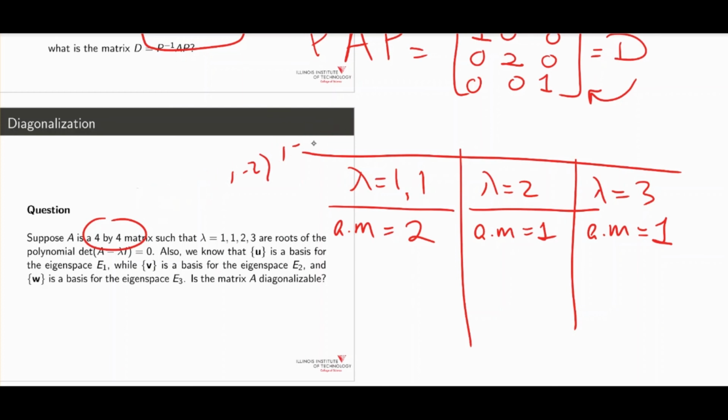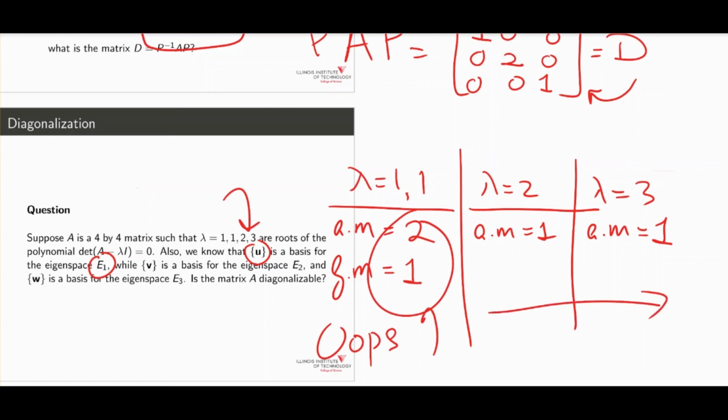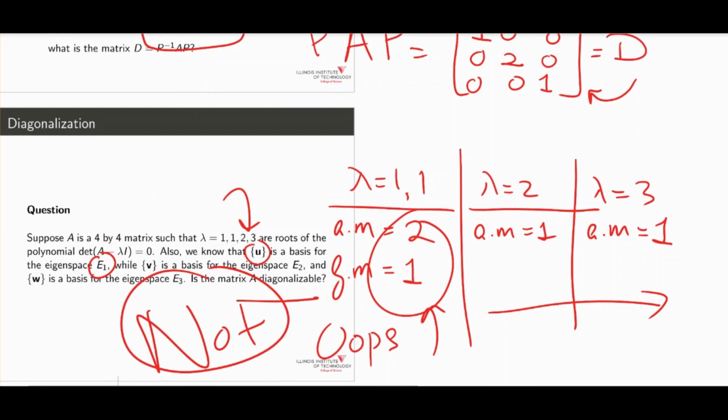Now with that in mind, let's look at the geometric multiplicity. Is it 2? U is a basis for the eigenspace E1, which means the dimension of the eigenspace is 1, so the geometric multiplicity is 1. So I don't even have to care about the other eigenvalues. The algebraic multiplicity and geometric multiplicity do not match. Therefore, A is not diagonalizable. Very well.